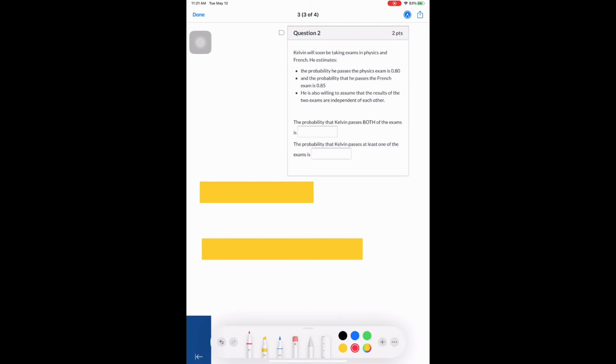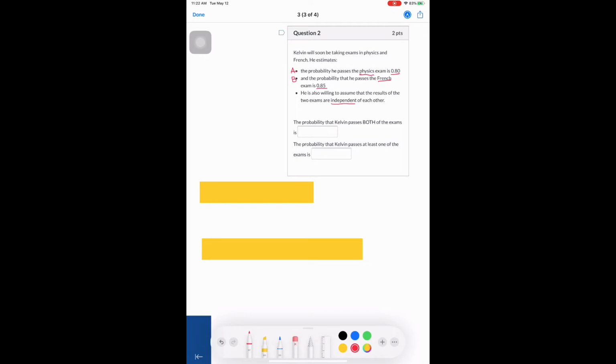Let's take a look at question 2. Kelvin will soon be taking exams in physics and French. He estimates that the probability he passes the physics exam is 0.80. I'm going to call this event A. The probability that he passes the French exam is 0.85. I'm going to refer to this as event B. He is also willing to assume that the results of the two exams are independent of each other.